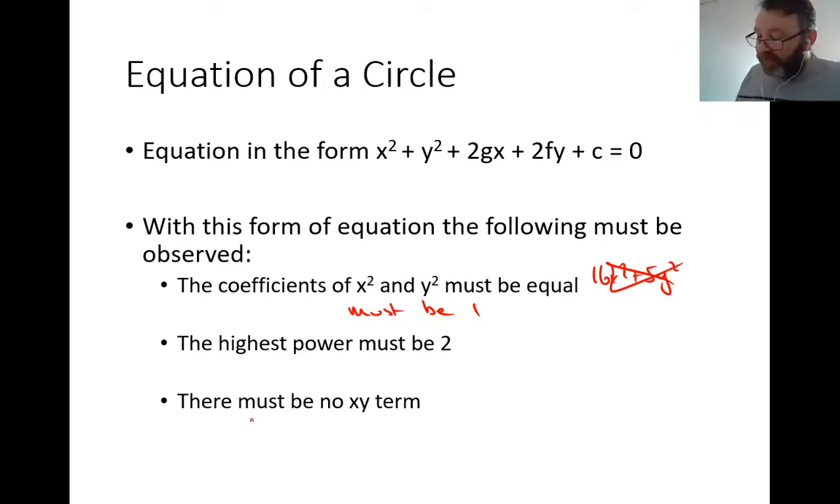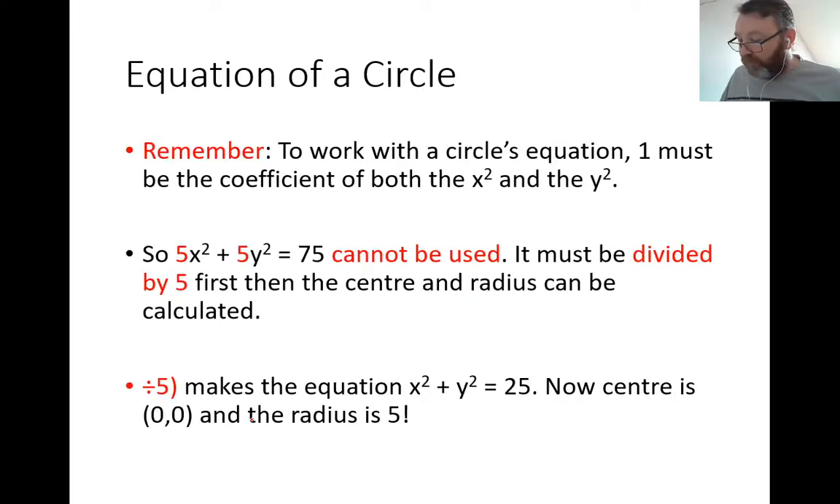And lastly then, there must be no xy term. They must be written in terms of x and y, but never in terms of xy.